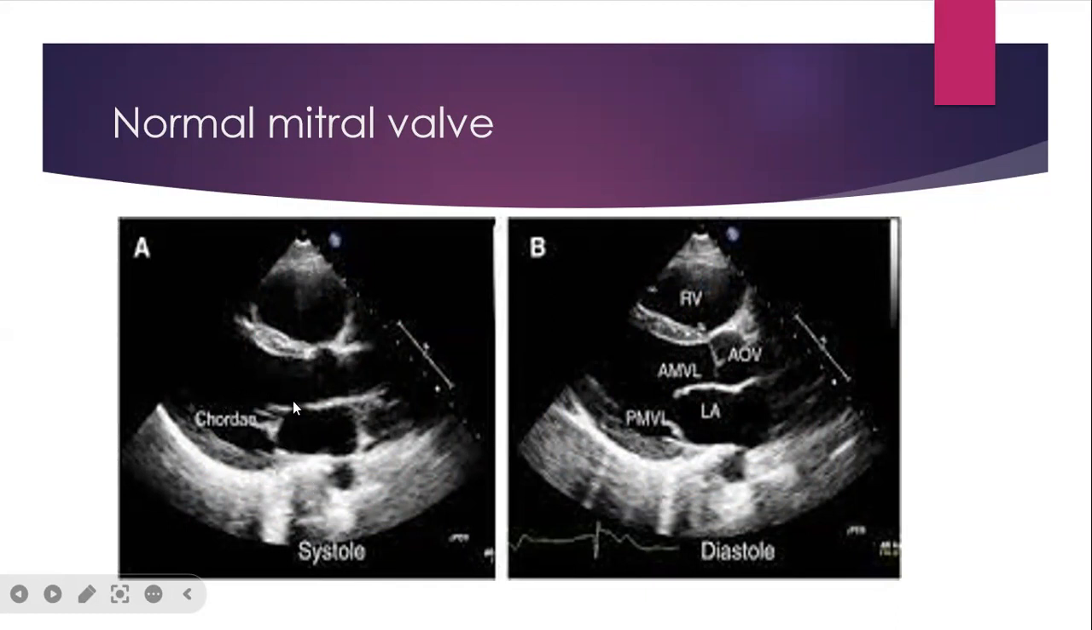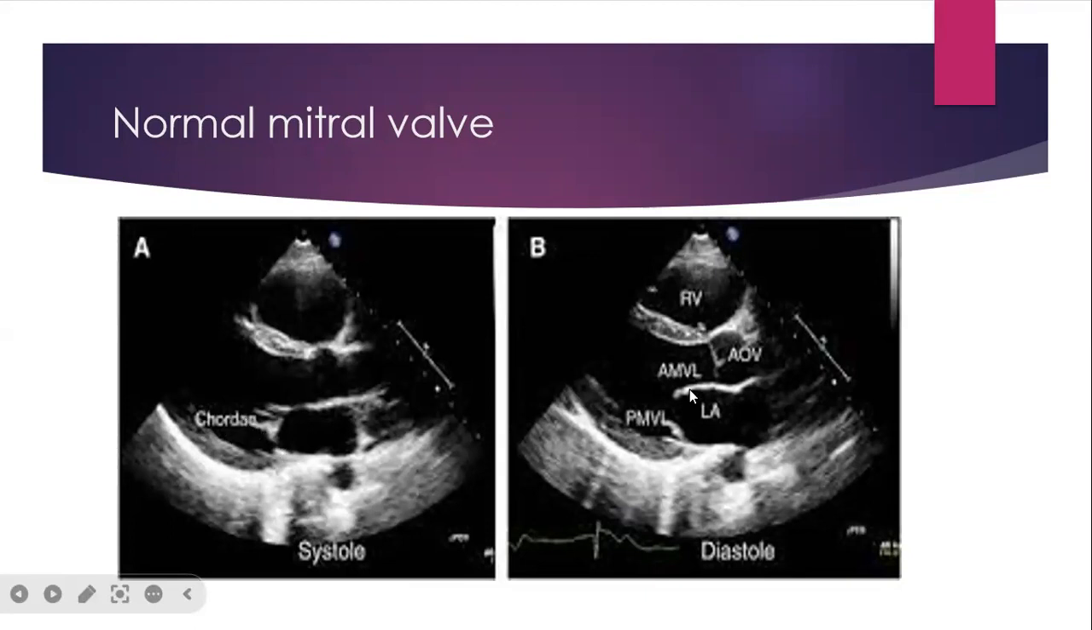This is an apical four-chamber view. You can look at the apical four-chamber view, or even the five-chamber view. So you can see that there. You can see it is closed. You can see it is well closed. This is the left atrium, the anterior mitral valve. You can see the anterior mitral valve and the posterior mitral valve.